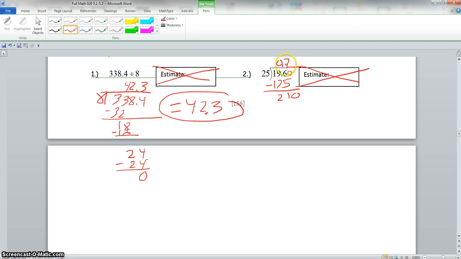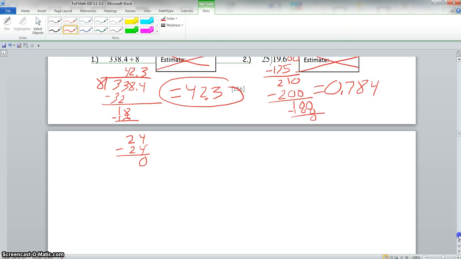25 goes into 210 8 times. 8 times 25 is 200. 210 minus 200 leaves you 10. So we have to add one more 0 and bring it down. 25 goes into 100 4 times. So 4 times 25 is 100, and you have no remainder. So your final answer here would be 0.784. And that is your final answer for number 2.